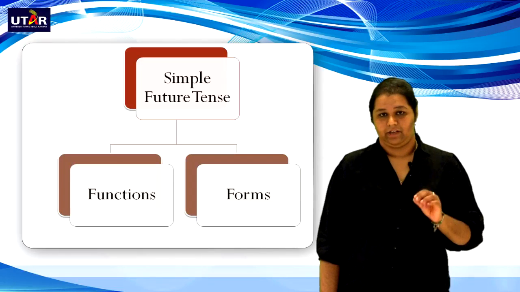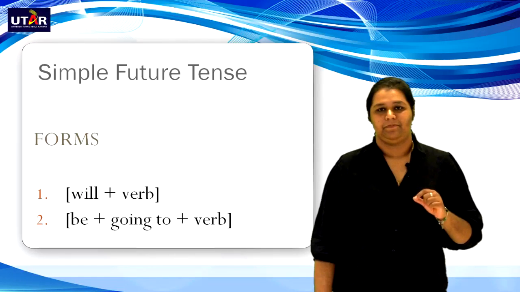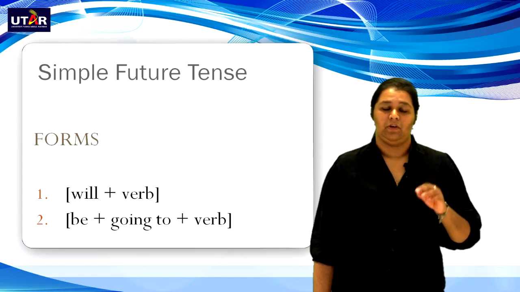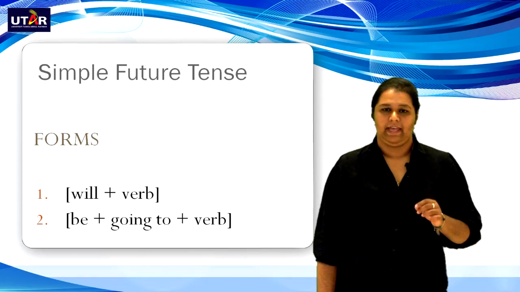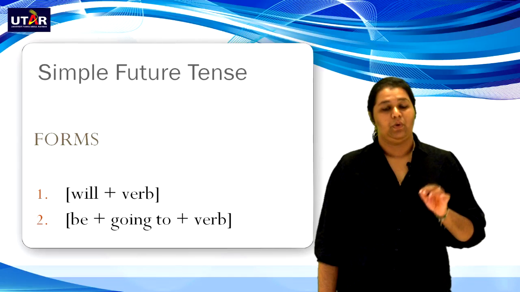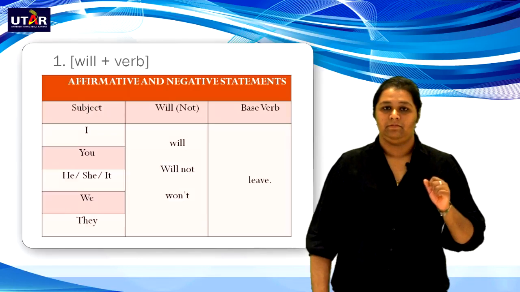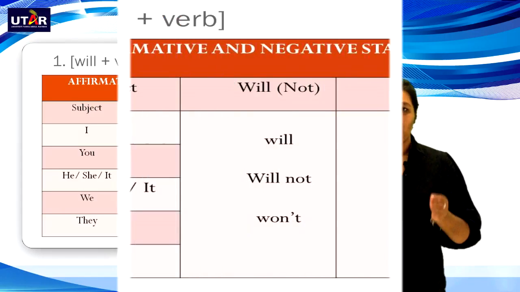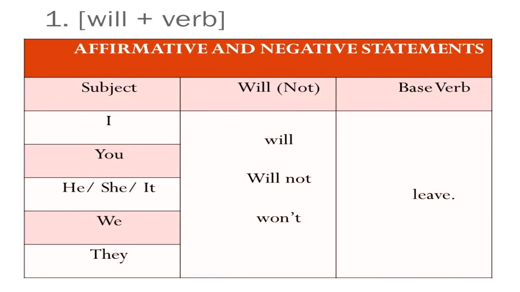Let's look at the functions and forms. First, the forms. There are two forms: will plus verb, and be plus going to plus verb. The first form, will plus verb. Let's look at the affirmative statements. First, you use the subject followed by will followed by the base verb.